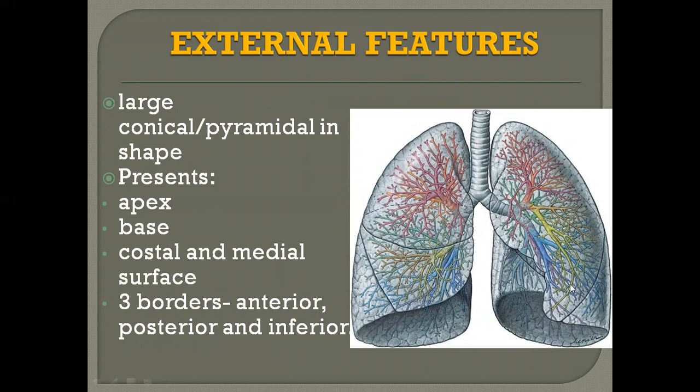This surface is below ribs, hence costal surface. This surface is towards the heart, that is the medial surface, and it has three borders. The one which is in front is anterior border, and the one which is behind is the posterior border, and the one which is below is inferior border.